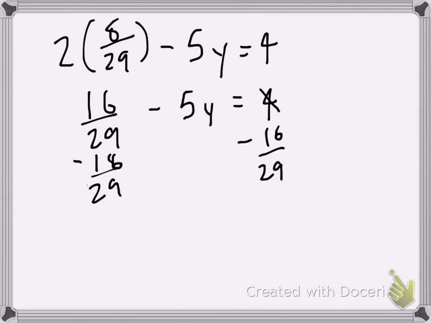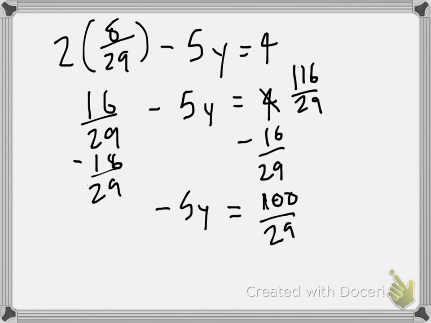I'm going to rewrite this 4 as 4 times 29, which is 116, so I can subtract those. That'll give me 100/29 there. Okay. And then finally, I'm going to divide by -5 on both sides to finish up here. Dividing by -5 is the same thing as multiplying by 1/-5, like so.